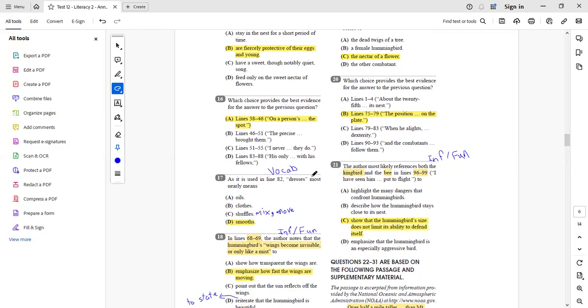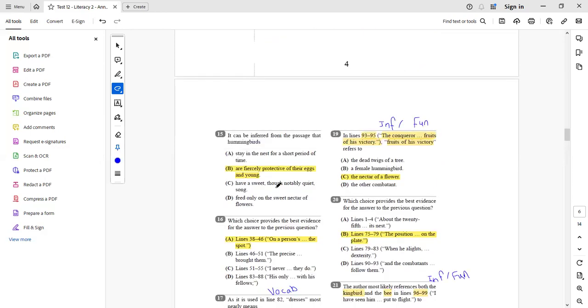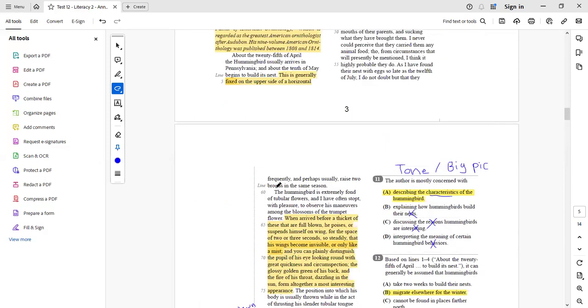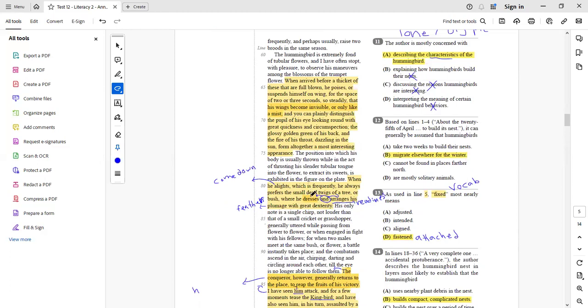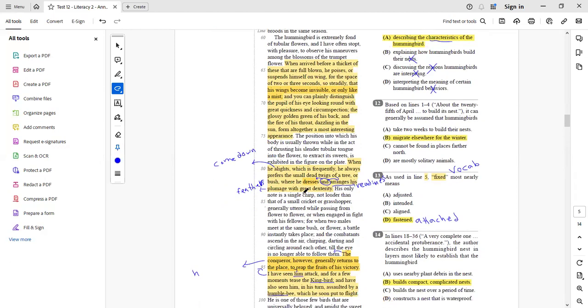Okay, let's find. He said, as it's used in line 82, dresses most nearly means. So let's go to line 82. Here, dresses. He said, when he alights, which is frequently, he always prefers the small dead twigs of a tree. Be careful, he doesn't put his nest in the twigs as you read above; he puts it on a branch attached to a branch. But here he likes to be on the small dead twigs of a tree. This is the question we are solving now.